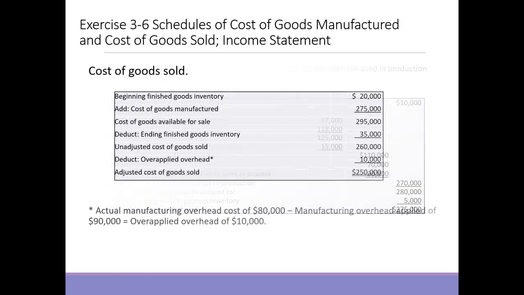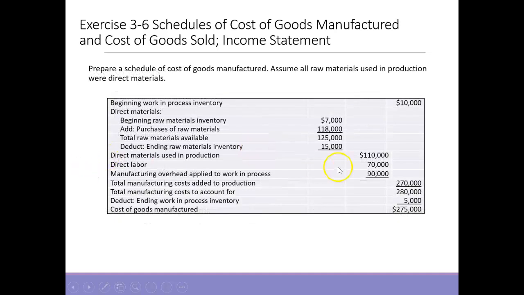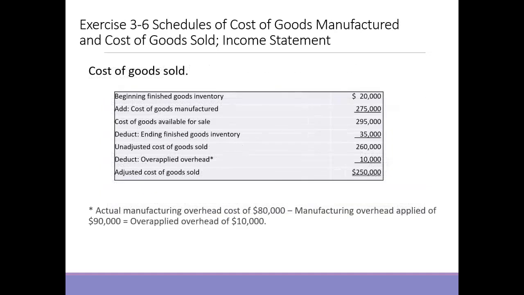Then, in order to complete a cost of goods sold statement, we'll have our beginning finished goods inventory. We're getting our cost of goods manufactured from our schedule of cost of goods manufactured to give us cost of goods available for sale, minus our ending finished inventory is going to give us what we sold. Right?